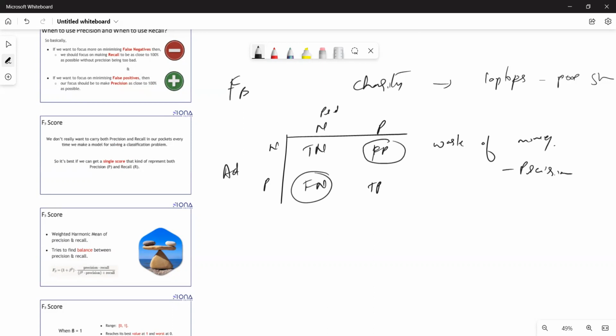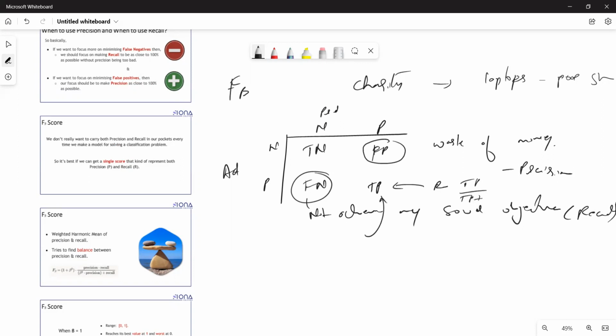Now for the false negative, actually the student deserves a laptop, whereas it was missed in our algorithm. That is not achieving my social objective. So this is where I use my recall score to minimize it. Remember these arrows for recall and precision. So recall would be TP divided by TP plus FN, and precision would be TP divided by TP plus FP.